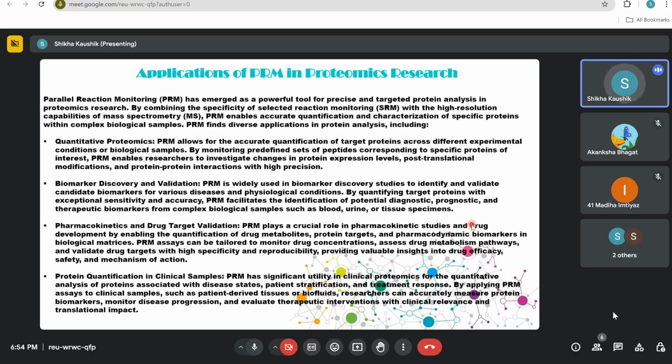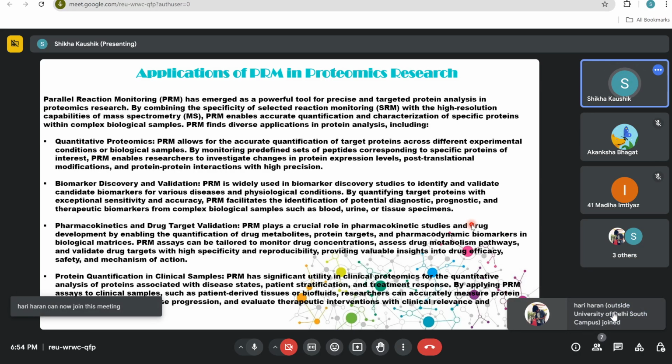Then we have biomarker discovery and validation. So with the help of PRM, you can do a biomarker discovery study to identify and validate candidate biomarker from various disease and physiological condition. क्योंकि already हम complexity reduce करके we are just studying single precursor, उस precursor के जो daughter ions हैं हम उन्हीं को डिटेल में पढ़ रहे हैं. Thus it become more easy, क्योंकि हमने इतना ज्यादा रिजॉल्व कर दिया है स्पेक्ट्रा, that we can select or we can get our biomarkers here, right?